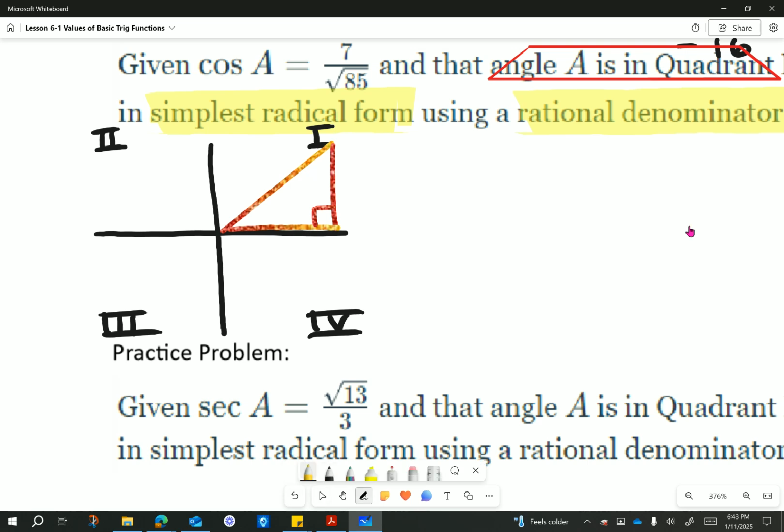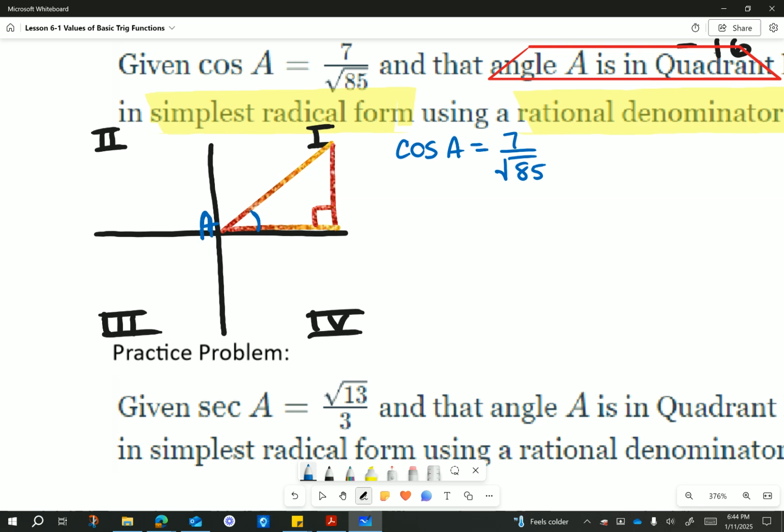Now, they told us in this problem that the cosine of the angle A is 7 over square root of 85. So angle A is going to be one of the acute angles. It's either going to be that one or that one. We are going to choose the acute angle A to be this one. Why? Because it's right there by the origin. So always use the one at the origin. Okay, so there's angle A.